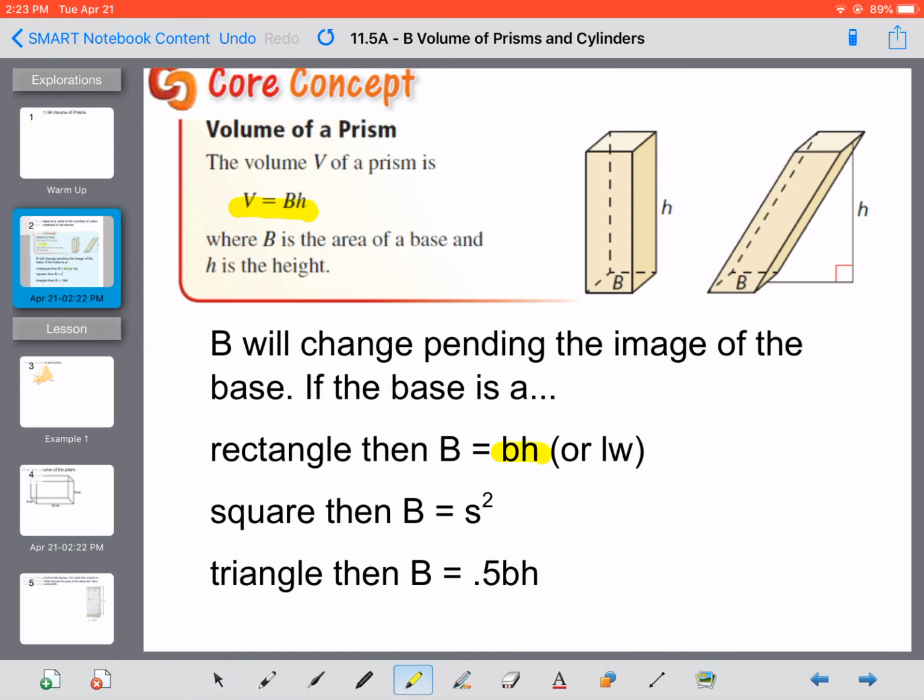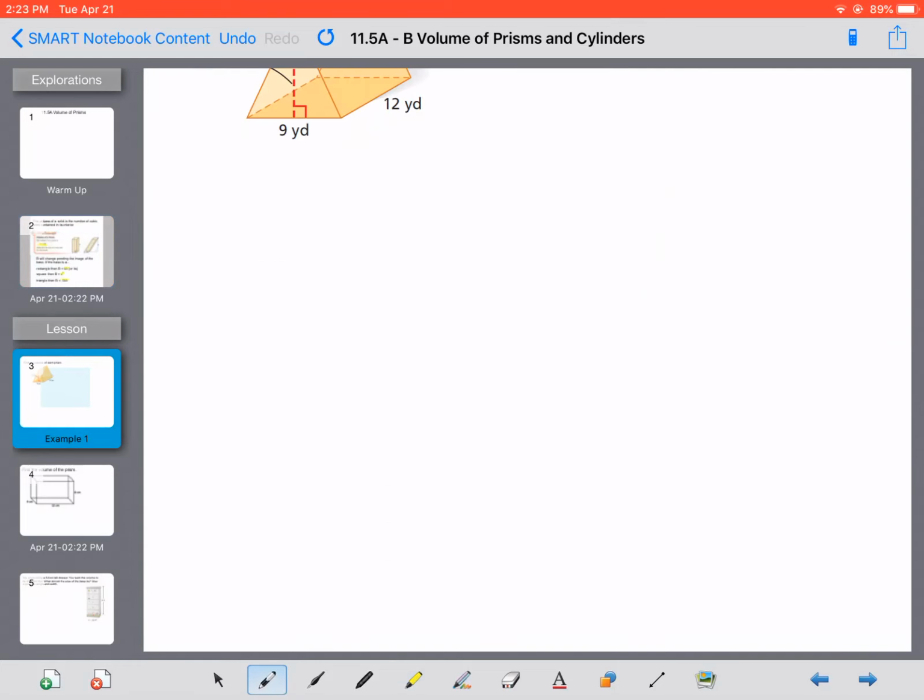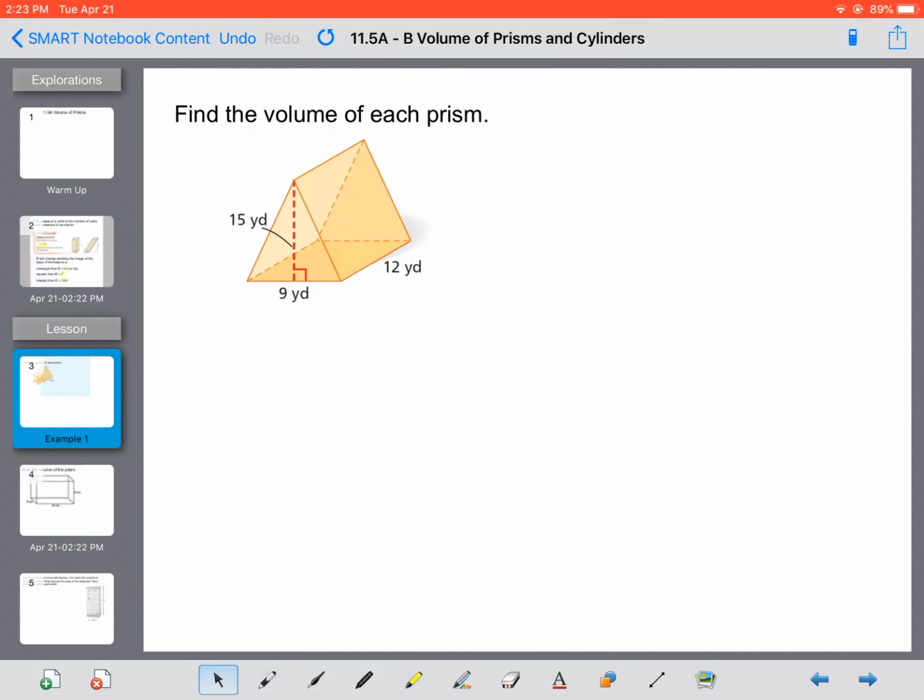If it was a square, then your big B is going to be represented by S squared, because that's the area of a square. If it was a triangle, our big B would be 1/2 BH. So that B is going to change depending on what the image is. So let's take a look at an example. We need to find the volume of this prism.